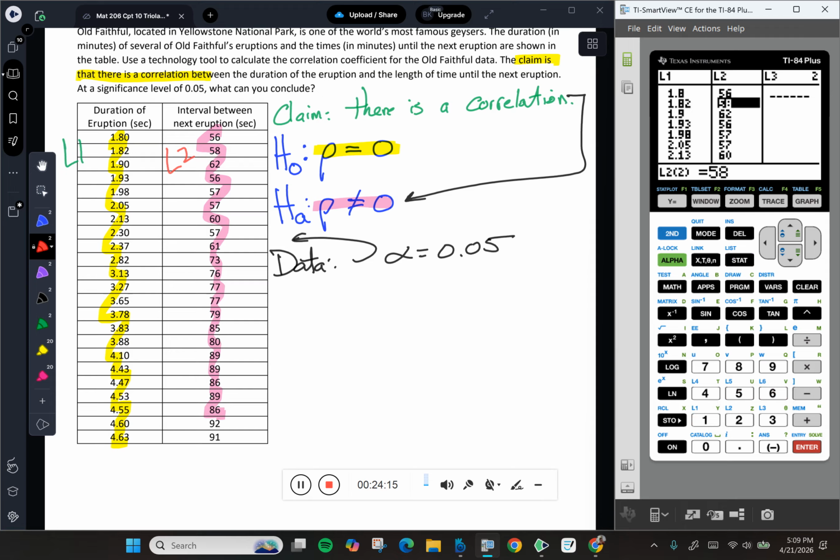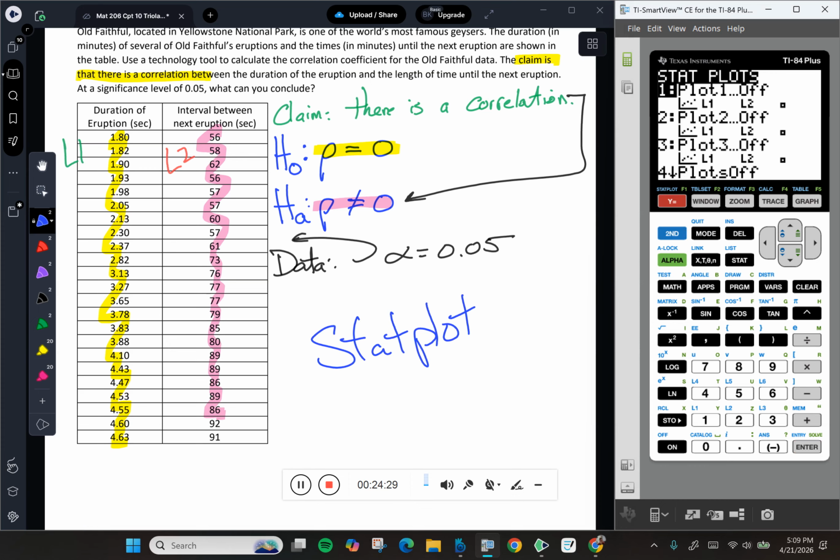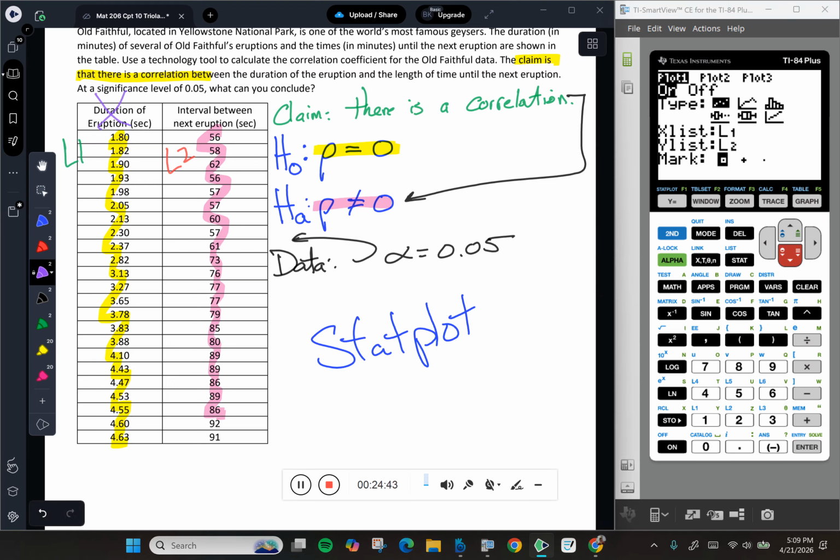Now this is going to be a little tricky, so stay with me. I need to do a stat plot. The stat plot is above the Y= key, so I'm going to press second function Y= to get stat plot. I'm going to go into plot number 1, turn it on. It is going to be a scatter plot. That's the type. X's I'm going to put in L1. So I'm calling these guys over here my X and these guys over here my Y. And I'm going to mark it with a little dot.